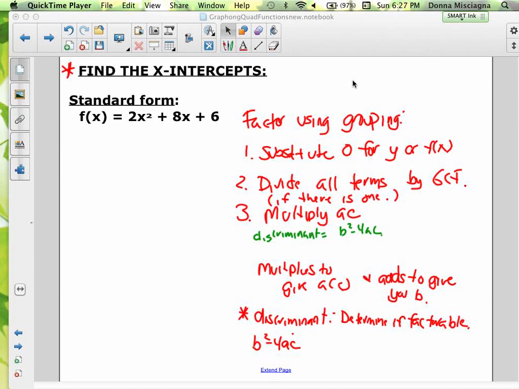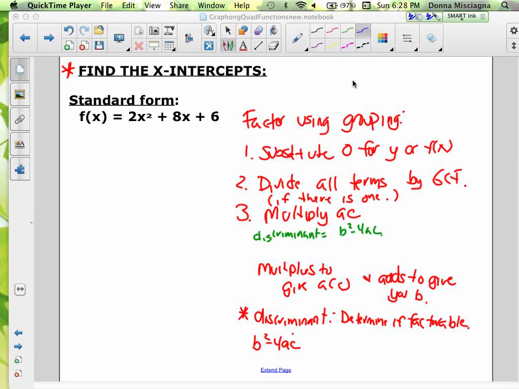Sometimes you'll be able to use factor by grouping, and sometimes if your equation is not factorable, you'll have to use another technique. Maybe it's solving by using square roots, maybe it's quadratic formula, maybe it's completing the square. The two that work with all are completing the square and quadratic formula. But we don't want to use those if we don't need to.